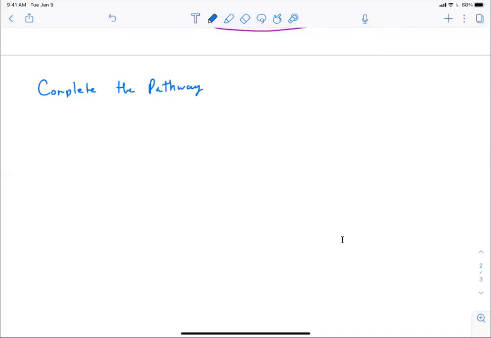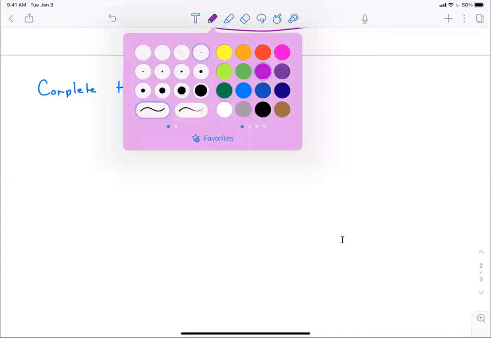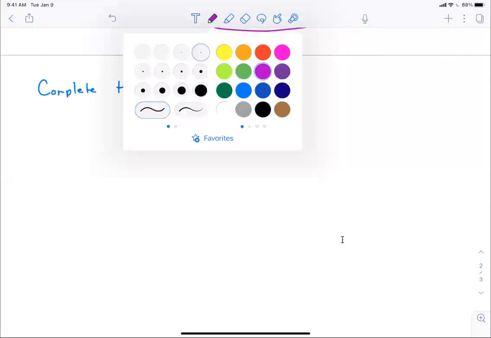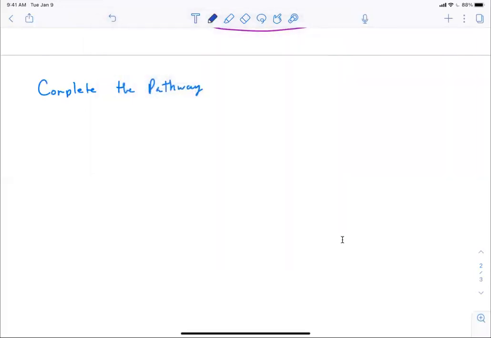Okay, completing the pathway. This is something I saw on an old exam, because I think understanding these ideas, SL and HL, is super important to know what you're doing and how you're gonna get there. And so I'll do it on the SL level here. Let's say we have butene, okay? Butene is C4H10, okay?